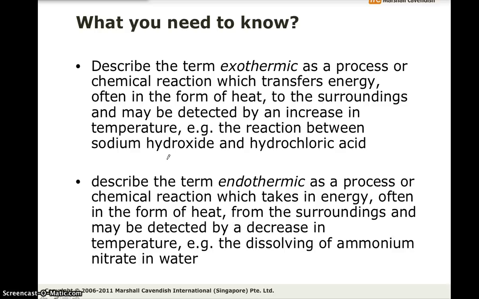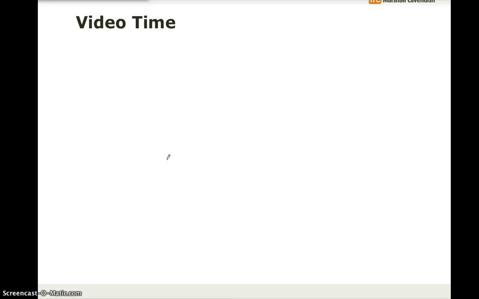On this slide, you will see the two lesson objectives. I want all of you to come back to this slide at the end of the lesson to read through the objectives again to see if you have truly understood the topic. I'm going to show you a very short video clip.